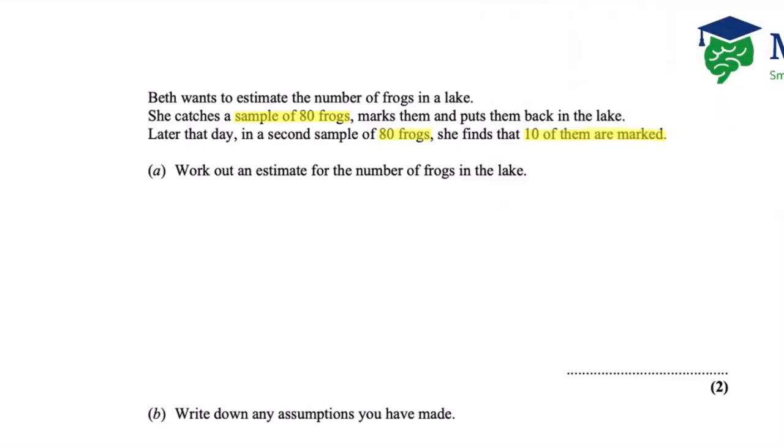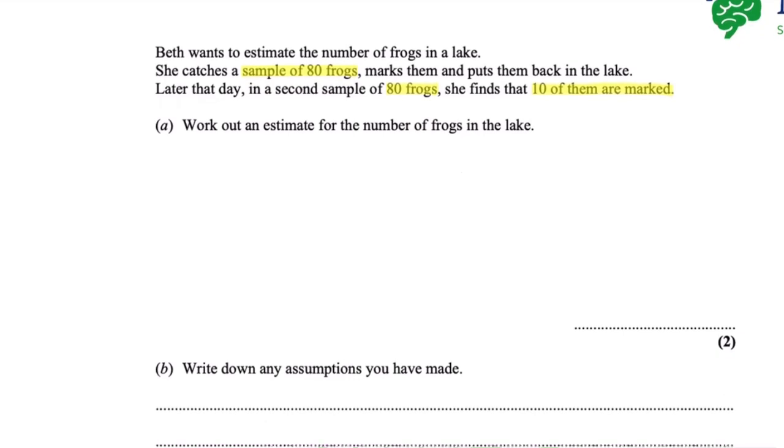So let's work out this step by step again. First fraction. So we've caught a sample of 80. Okay, so we've extracted a sample of 80. And we don't know how many frogs there are in total. So it's going to be 80 over x, because we don't know how many there are in total. So that's our first fraction done. That's going to be equivalent to how many we pick out the next time. So the second sample, 80 frogs, and 10 of them have been marked. Okay, so 10 of them have been marked out of 80.